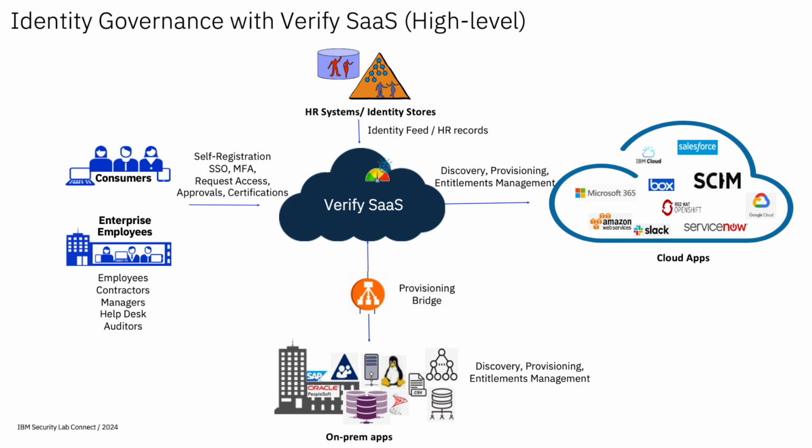So this slide shows a high-level architecture of what we just spoke. The various personas, the consumer, the enterprise directory, accessing the Verify SaaS and exploring the key capabilities of SSO, MFA, and adaptive access, while accessing the cloud applications and the on-premise applications for the provisioning needs and entitlement management needs. Also, access recertification will be done periodically to make sure the right people have the right access.